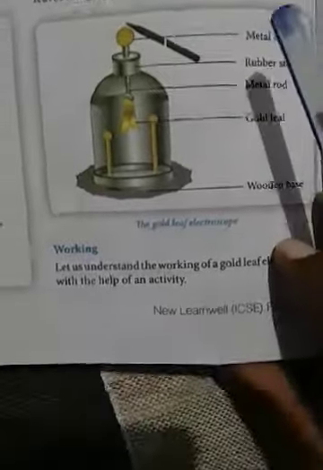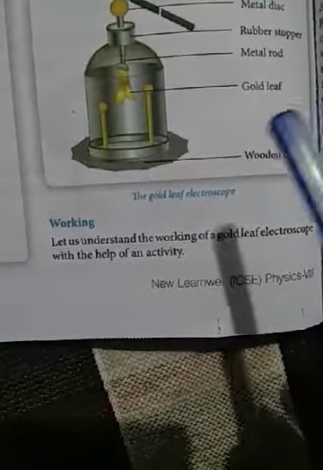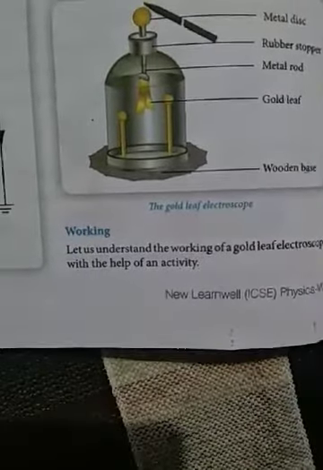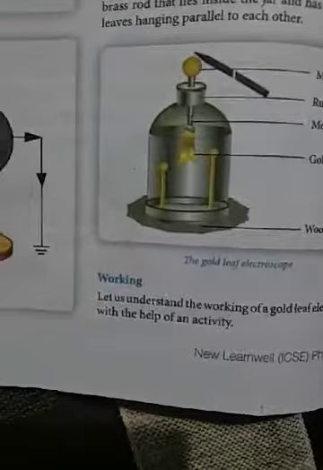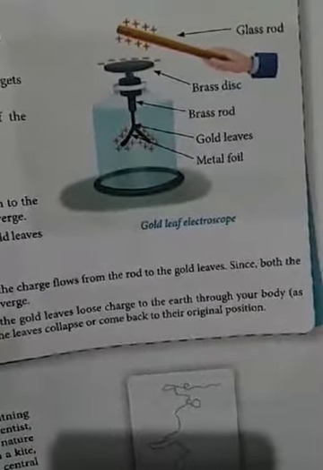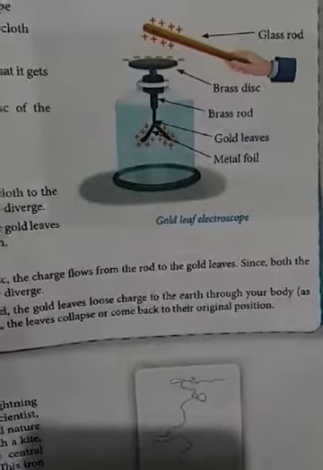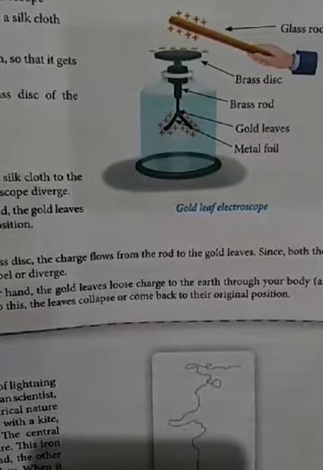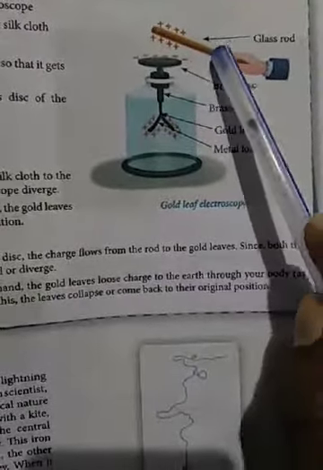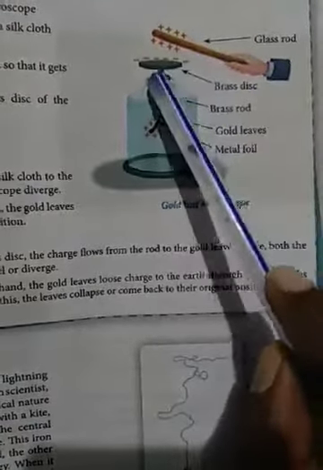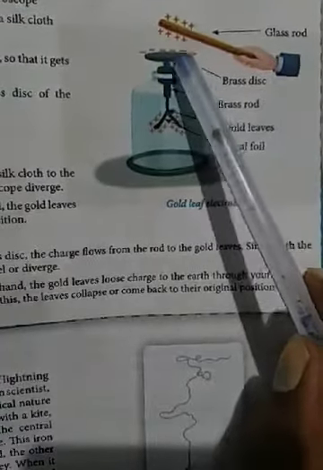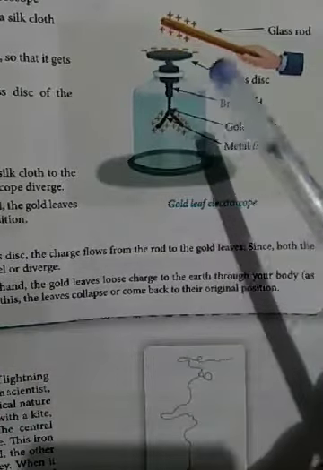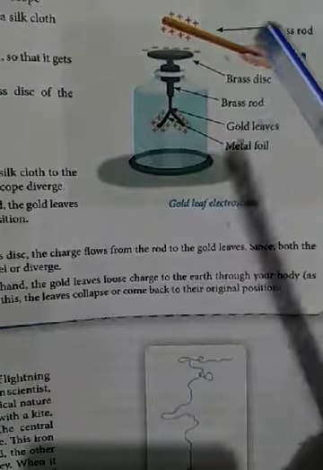Working: how does it work? Working of the gold leaf electroscope. Take a glass rod and rub it with a silk cloth so that it gets positively charged. Bring this positively charged rod near the brass disc of the electroscope and touch it. Next, touch the brass disc with your hand. Okay, what do you see?